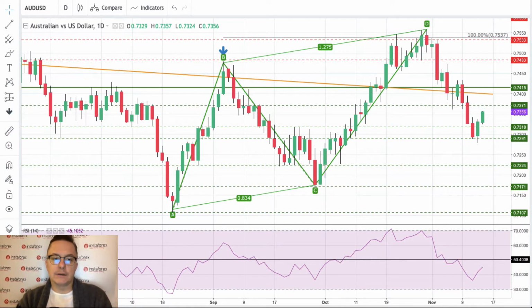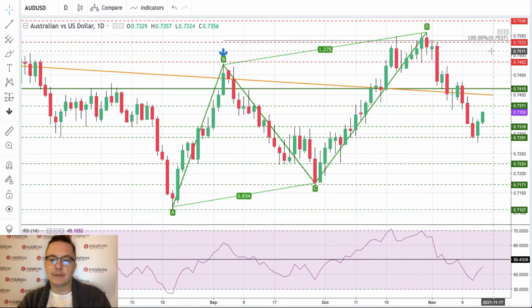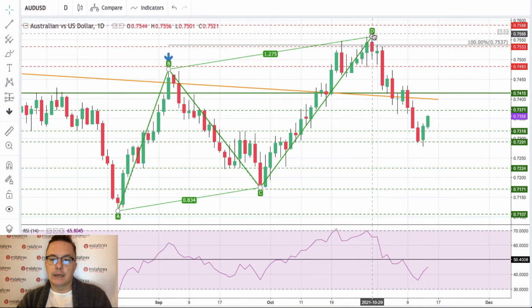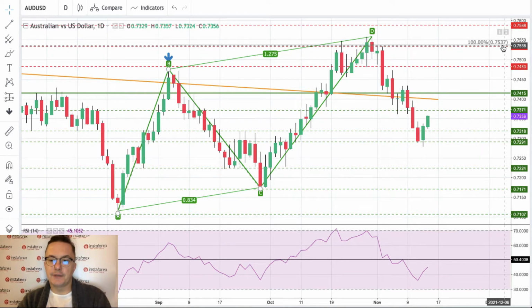So what is going on with the Australian dollar? As you can see, on the daily time frame chart, we have this decline after the bearish engulfing pattern had been made at the 100% Fibonacci projection level, 0.7537. Apparently the high was a little bit higher at 0.7556, about 20 pips higher, but then we got an absolutely expected move to the downside.